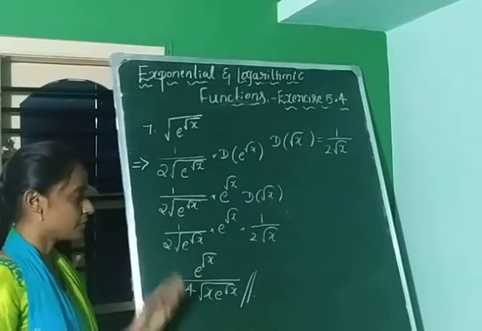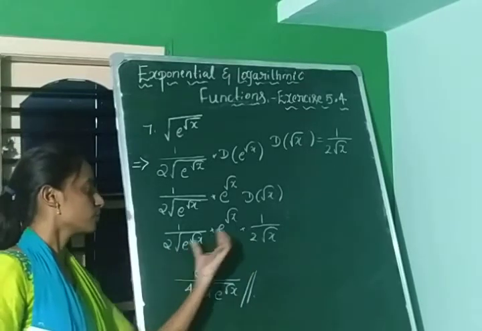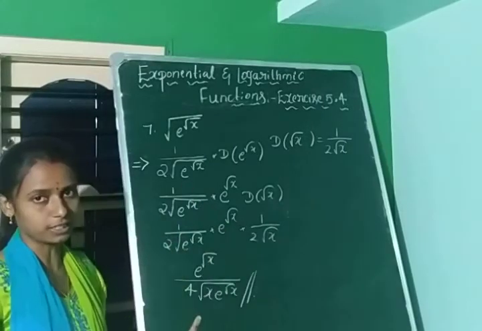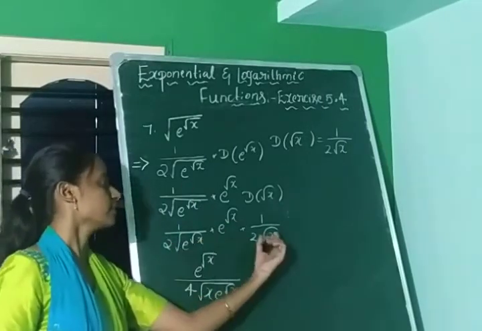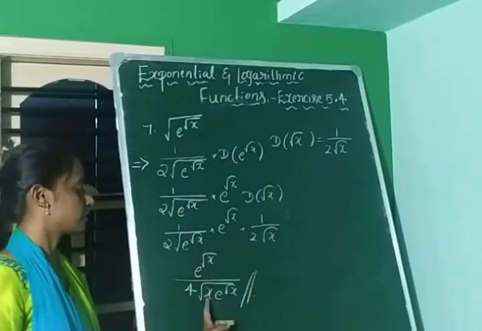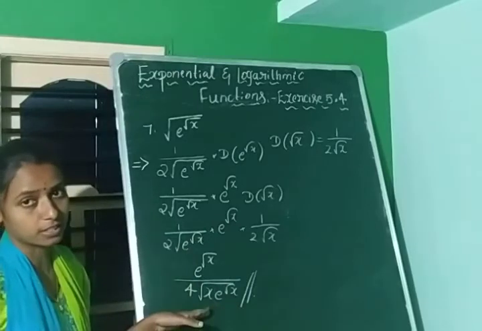Writing that divided by 2 into 2 is 4. So here both the terms are with the square root. So we just write the square root only once. Within that we just write these two terms in a product form. Okay. That is x into e power root x. Hope you guys understood this.